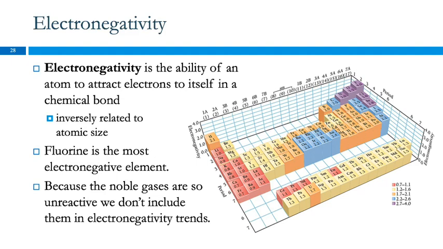So the general trend then is as you go across, electronegativity increases, the opposite of size. As you go across, the size decreases. As you go down a group, electronegativity decreases, size increases.